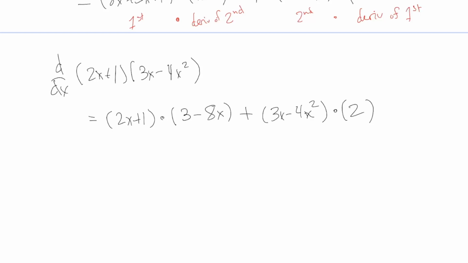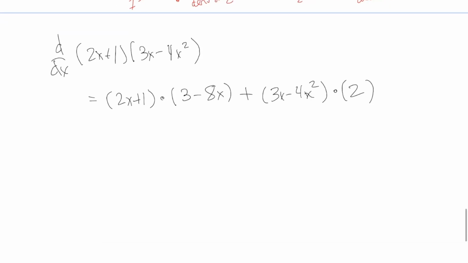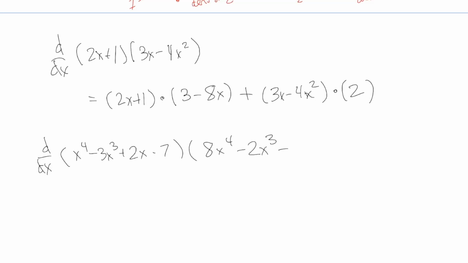All right, how about one more? You can do some fairly big and nasty product rules. How about x to the 4 minus 3x cubed plus 2x minus 7 times 8x to the 4 minus 2x cubed minus 3x squared plus 4. All right? It looks bigger, but I mean, there's nothing to it really.